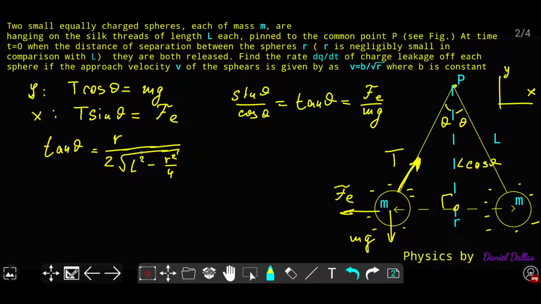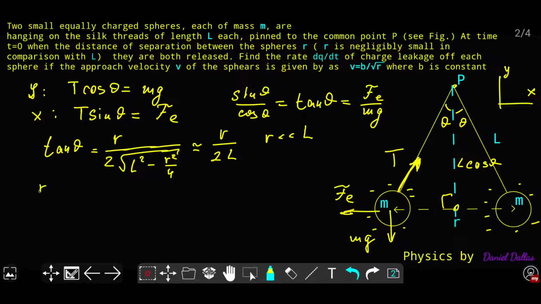All right, and what do we know according to the statement of this problem? R is negligibly small in comparison with L, so we can write this is about R over 2L due to the fact that R is much, much less than L, the length of the string. Okay, so that's why we've got tangent, and we can write the following.